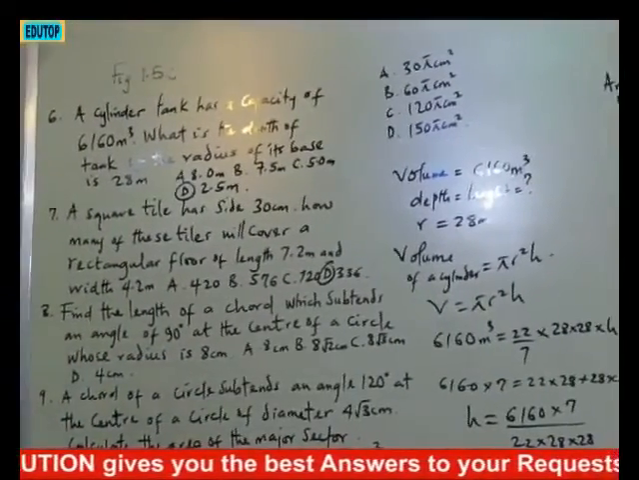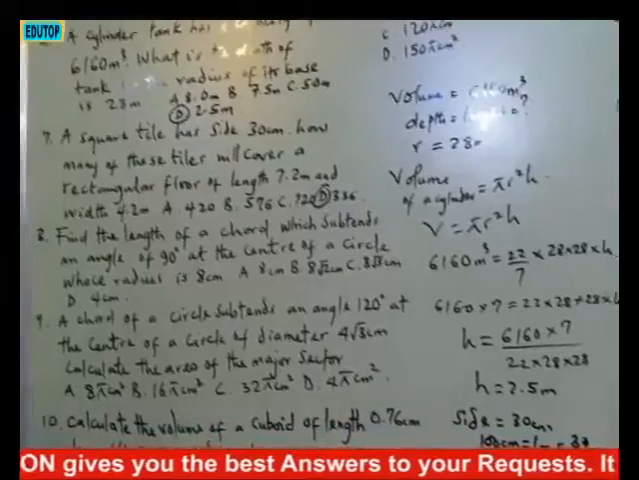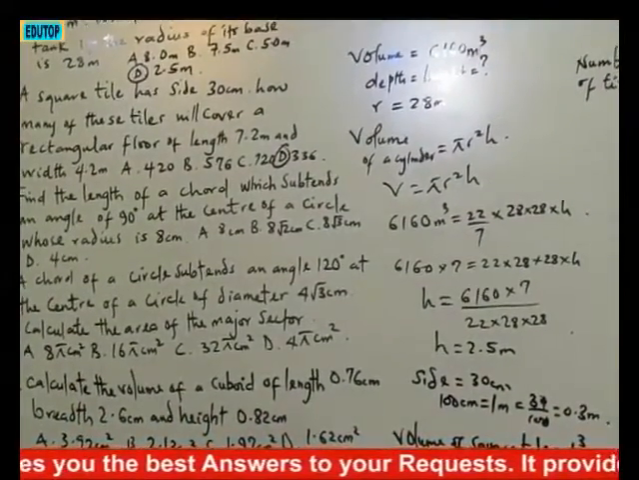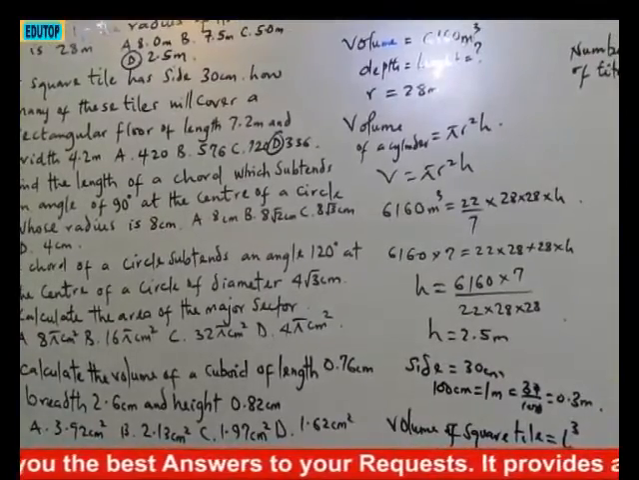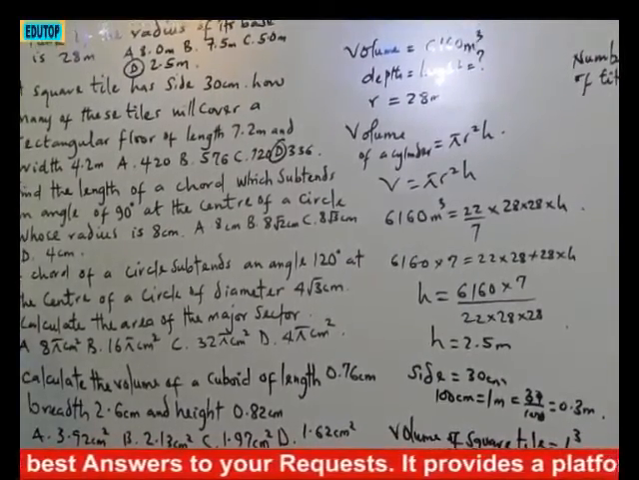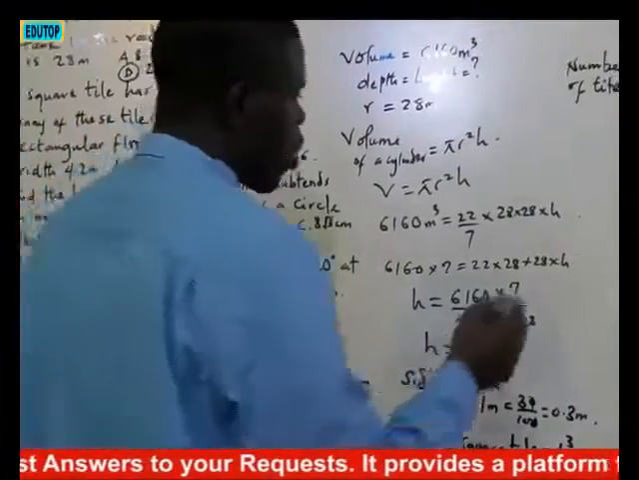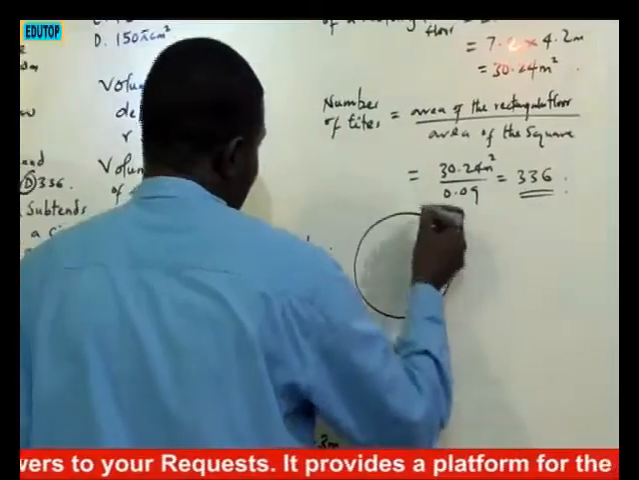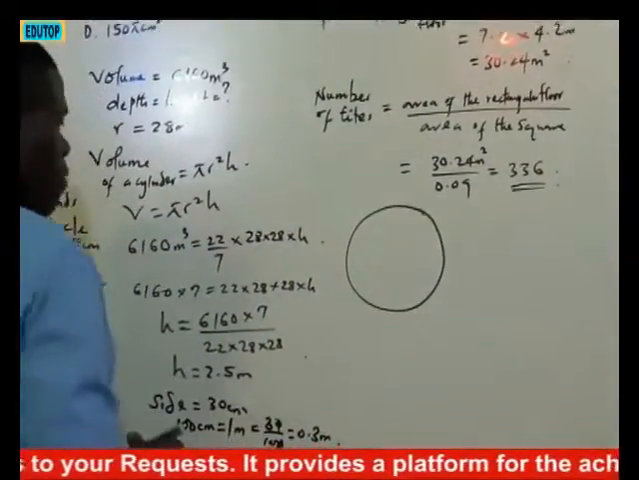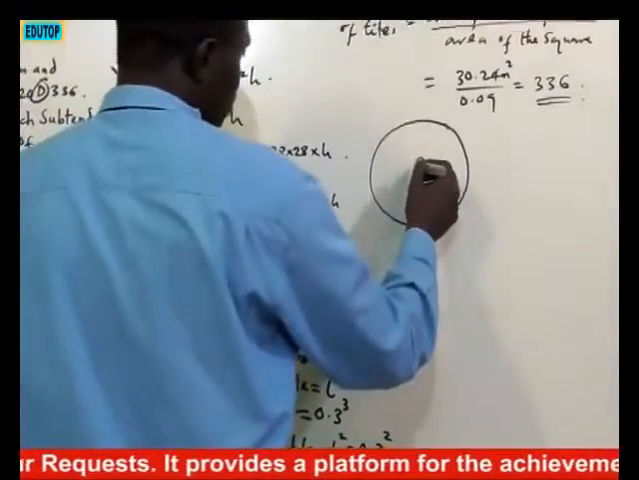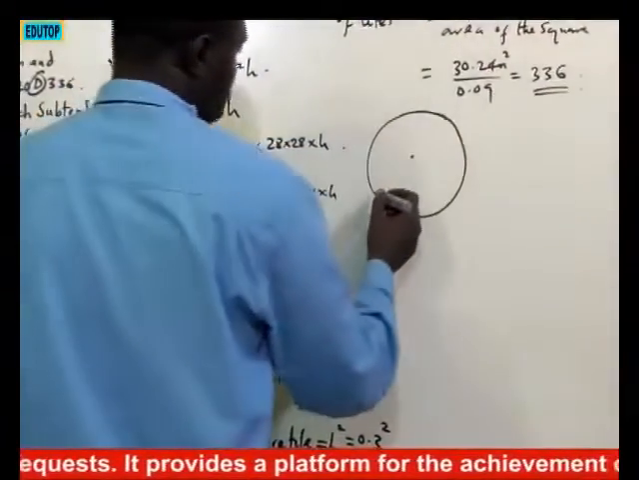Then the next question, which is question number 8. Find the length of a chord which subtends an angle of 90 degrees at the center of a circle whose radius is 8 centimeters. So you know what a chord is. A chord is a line drawn from one part of the circumference to the other part without passing through the center. So let's say the center of the circle is somewhere here, and we can draw a chord.